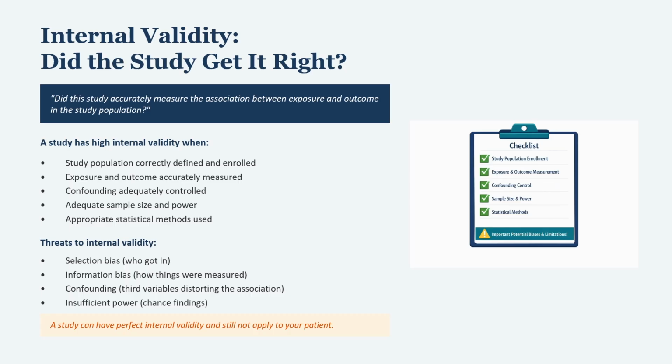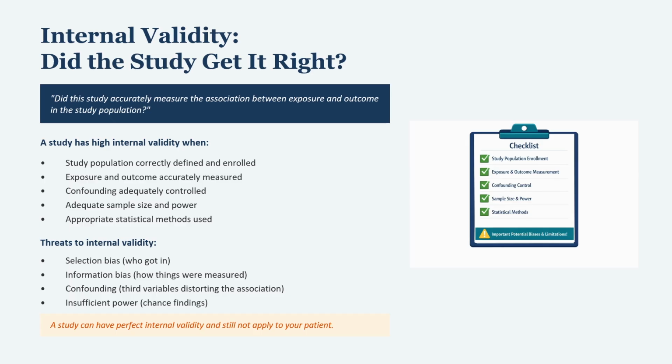Internal validity is the foundation. It asks, did this study accurately estimate the association between the exposure and the outcome in the specific population it studied? Not in your population, in the study population. A study has high internal validity when its methods are sound. The right animals were enrolled and kept in the study, measurements were accurate, confounders were controlled, the sample was large enough to distinguish signal from noise, and the analysis matched the data type and design.